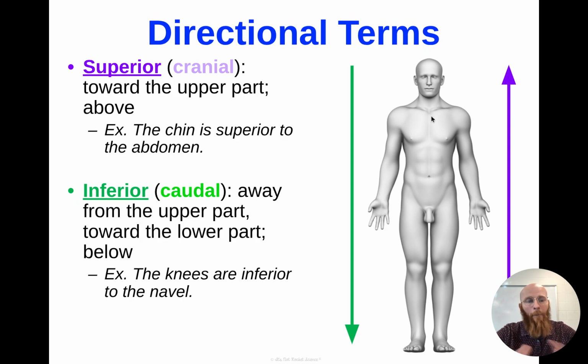And the opposite of that would be inferior or caudal. This is where we're saying it's away from the upper part, it's towards the lower part of the body, or it's simply below something else, right? So I could say that the knees are inferior to the navel, okay? Because the knees are located towards the lower portion of the body or below, that is an appropriate way to describe these two things relative to each other. So remember, superior is above, inferior is below.